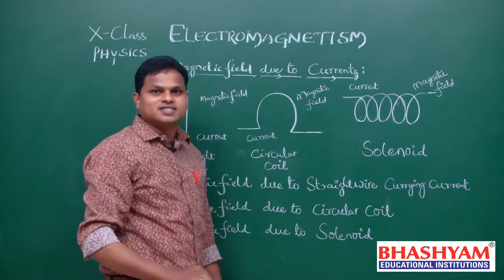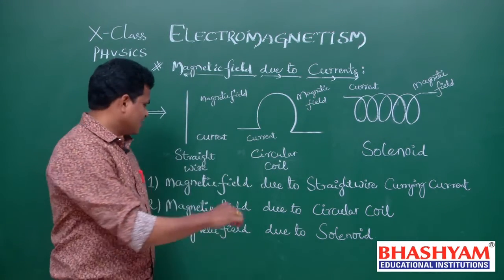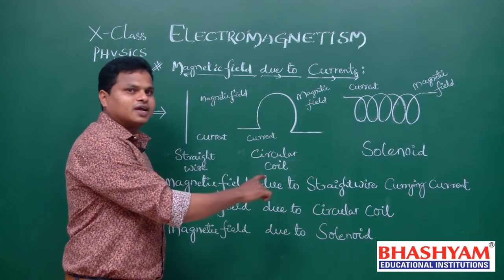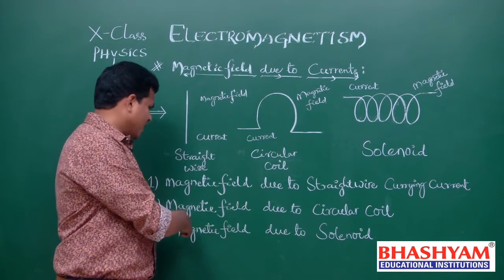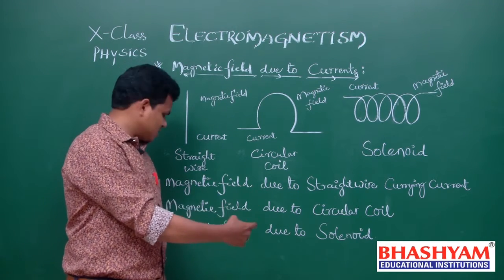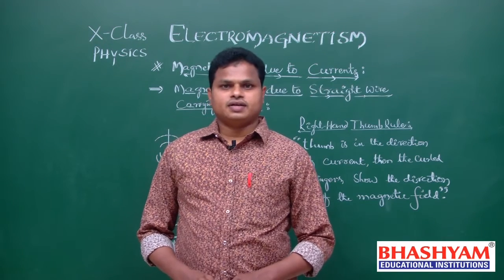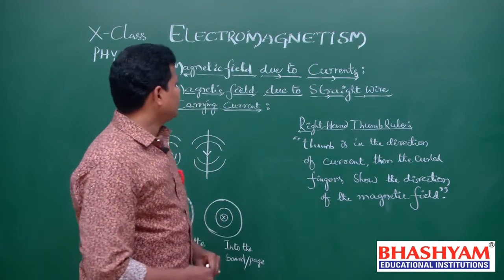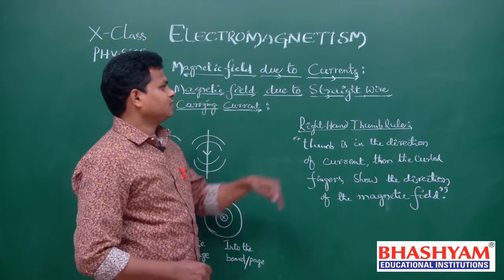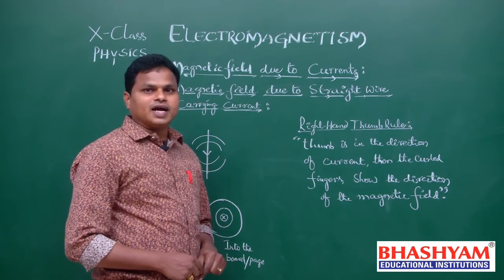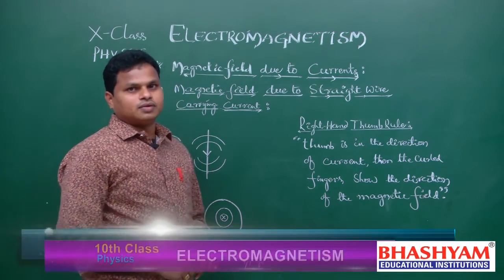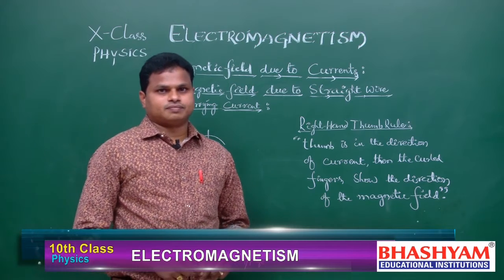Now, let us discuss one by one: magnetic field due to a straight wire carrying current, magnetic field due to a circular coil, and magnetic field due to a solenoid. We can understand the magnetic field due to a straight wire with the help of an activity. Look at the slide.